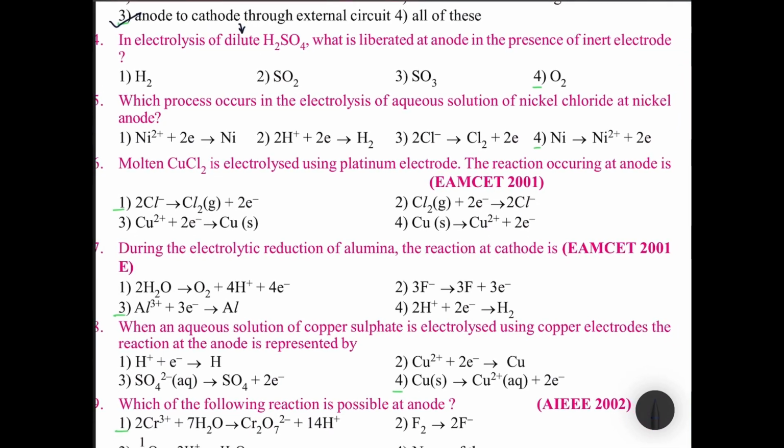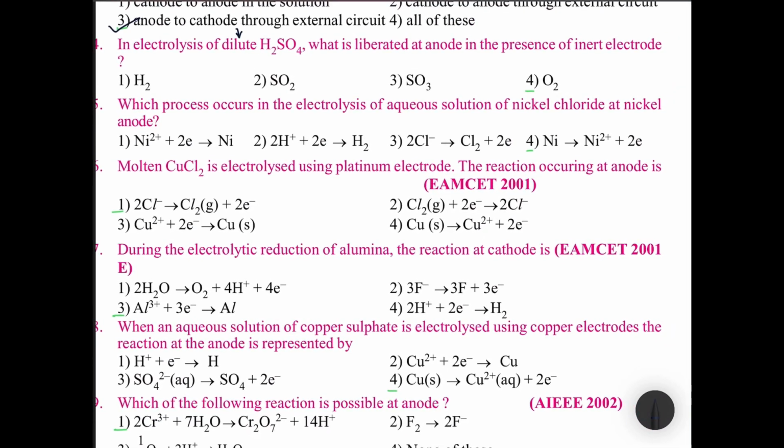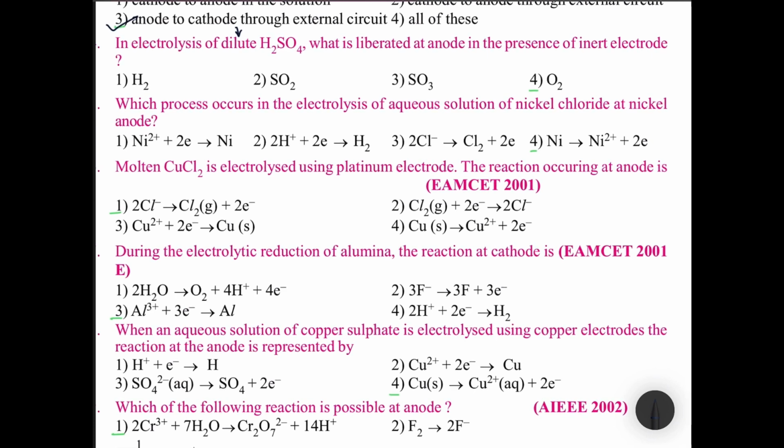In the electrolysis of dilute H2SO4, what is liberated at anode in the presence of inert electrodes, that is platinum, you can take. H2SO4 gives you hydrogen gas at cathode, oxygen gas at anode. He's asking anode, anode means oxygen, cathode is hydrogen.